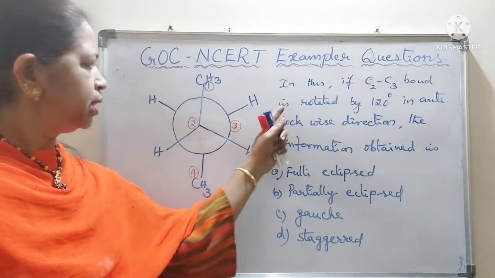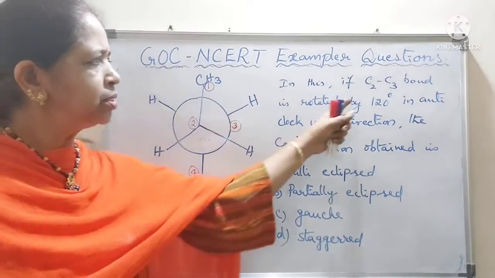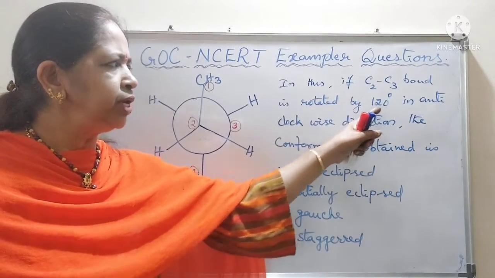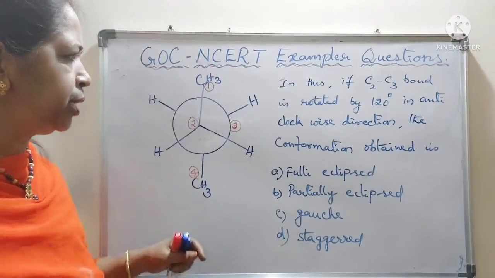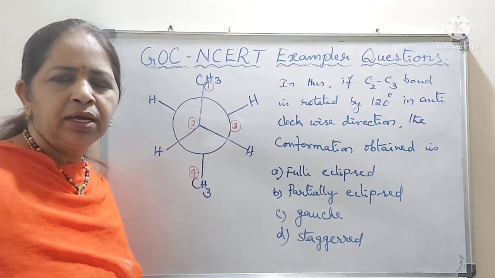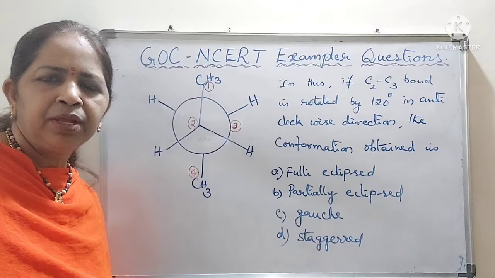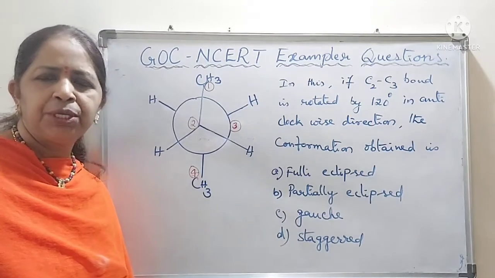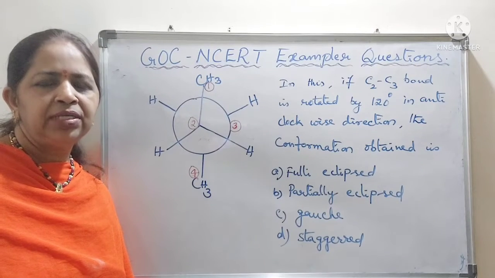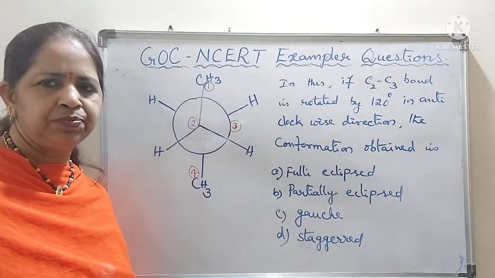In this is the structure of butane, n-butane. In this, the C2-C3 bond is rotated by 120 degrees in anti-clockwise direction. What is the conformation obtained? This is based on conformational isomerism. In conformational isomerism, the important conformations are eclipsed, fully eclipsed and fully staggered forms, the partially eclipsed and gauche forms.